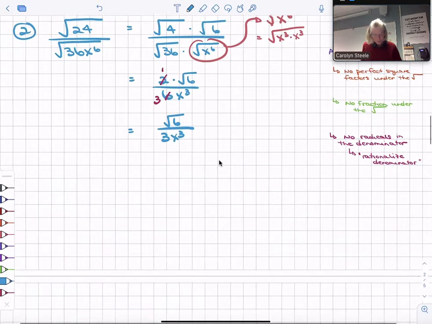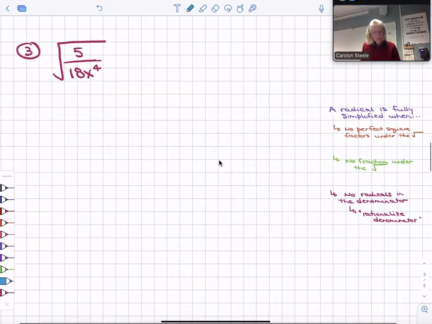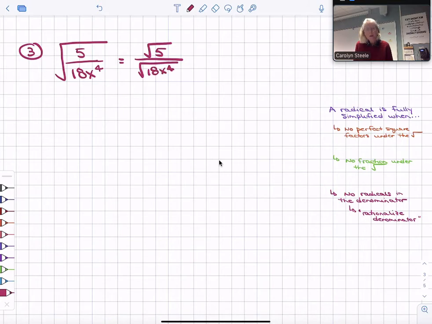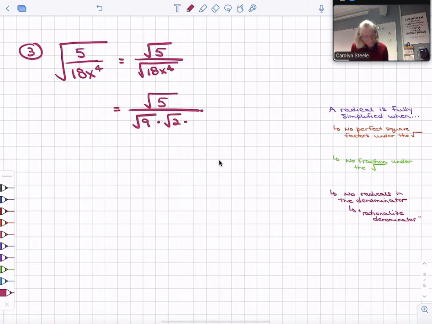All right, let's do the grand finale, the last one. Before I do anything, I'm going to start here. No fractions under the radical. So I can distribute that radical to both the numerator and the denominator, which gives the square root of 5 over the square root of 18 times x to the 4th. Nothing more I can do with the numerator. My denominator, 18, is the same as 9 times 2, and 9 is that perfect square. So I'm going to write this as the square root of 9 times the square root of 2 times the square root of x to the 4th.